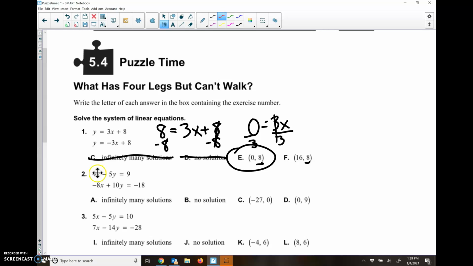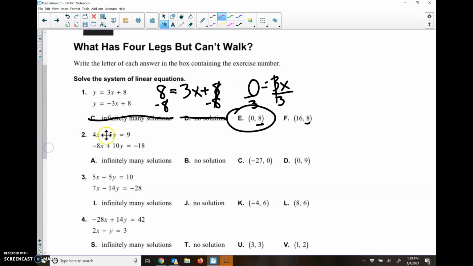All right, if I look at number 2, I have 4x minus 5y equals 9. Then I have negative 8x plus 10y equals negative 18. So again, kind of like what I was talking about. They don't look like they're the same, but really some of these are going to end up being the same. To get from 4 to 8, 5 to 10, 9 to 18, I could multiply by a negative 2. So negative 2 times all of those. So negative 2 times 4x is negative 8x. Negative 2 times negative 5y is a positive 10y. And negative 2 times a positive 9 is a negative 18.